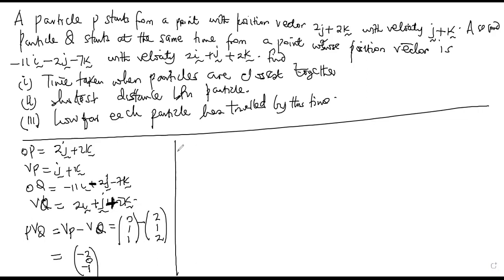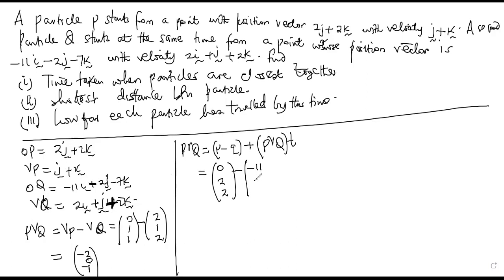Then we need to also go ahead and get PRQ. PRQ is the same as OP minus OQ, then plus PVQ times time t, right? So this is the same as P, that is, we have 0i, 2, 2. Then we subtract the Q, which is -11, -2, -7. Then plus PVQ times t: -2, 0, -1 times time.